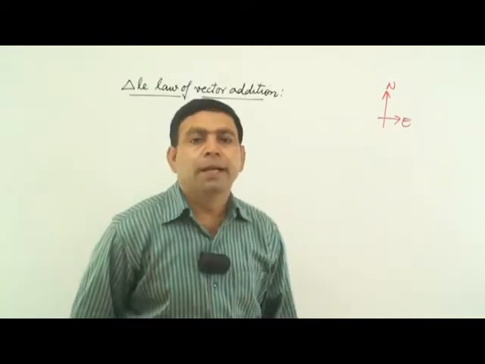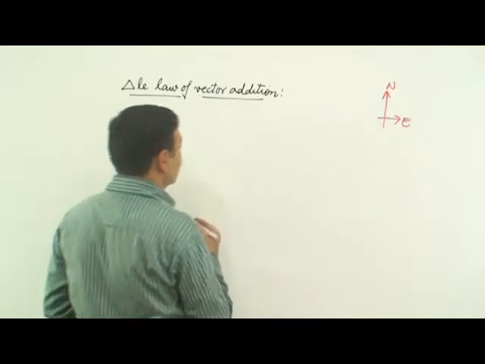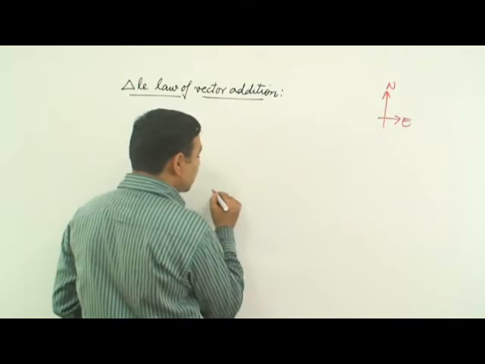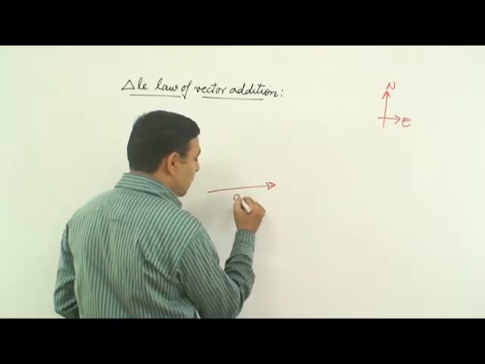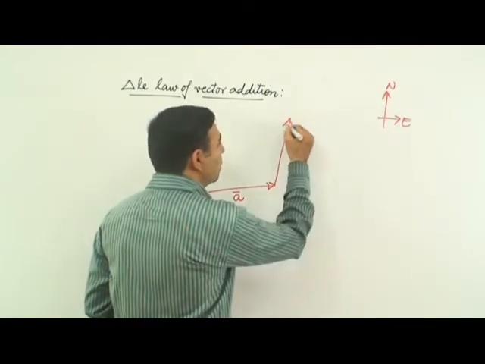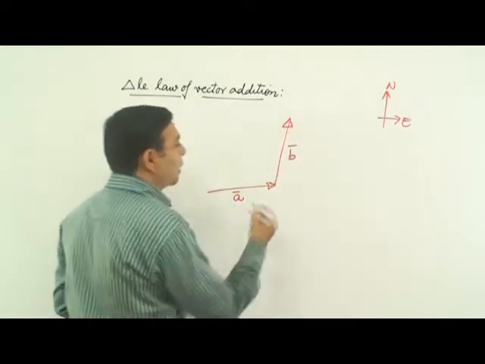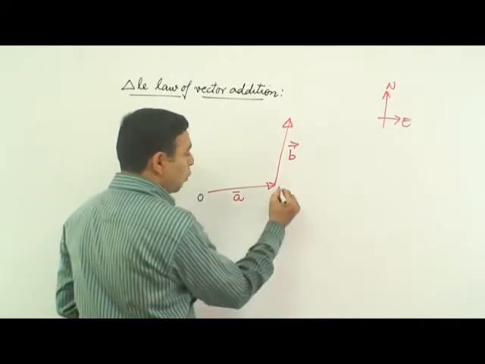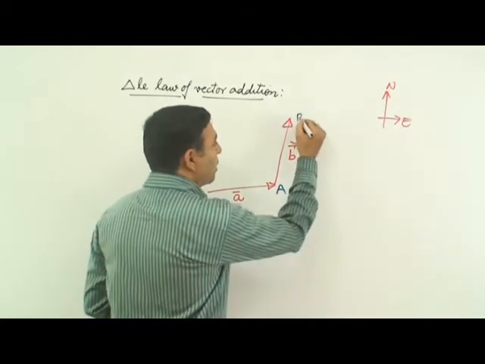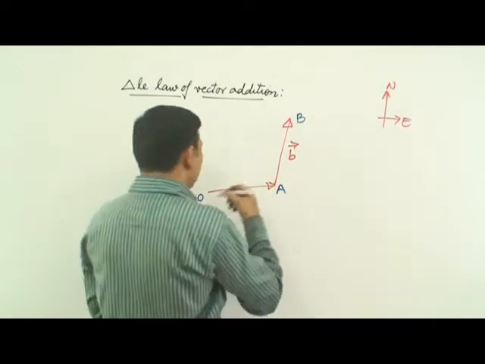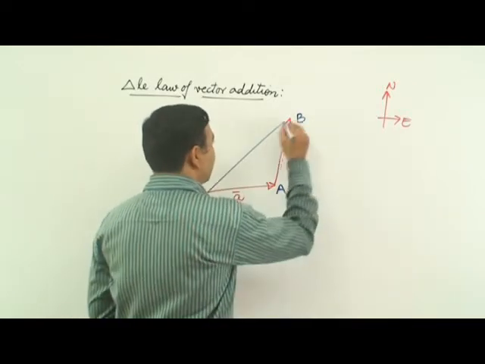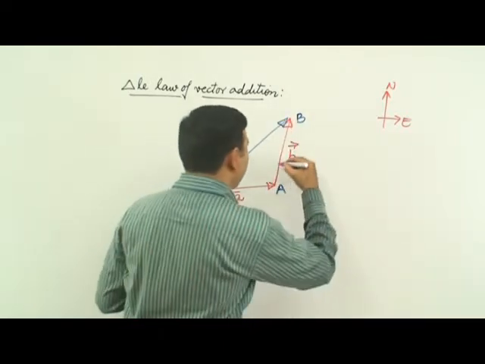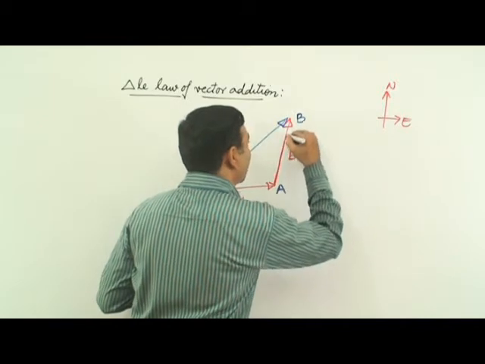Let us now study something called the triangle law of vector addition. Let me give the statement first, then I'll explain. The statement is something like this. If two vectors can be represented by two sides of a triangle in order, then the closing side of the triangle in reverse order gives the resultant in both magnitude and direction. For example, if OA is vector A and AB is vector B, then the closing side, this side of the triangle in reverse order gives the resultant in both magnitude and direction. Remember, we are saying closing side in reverse order.